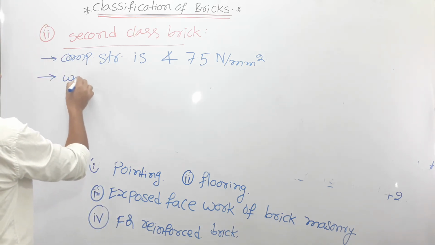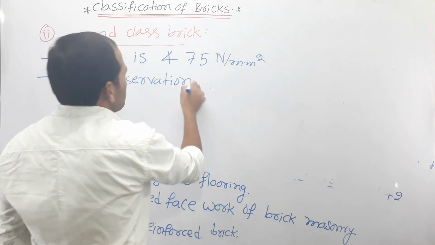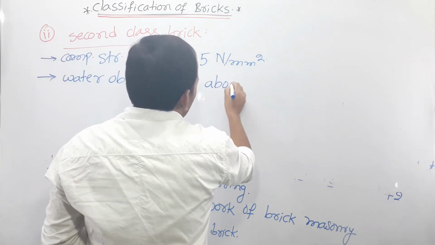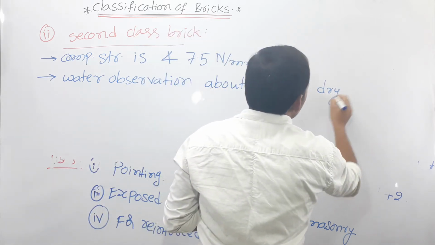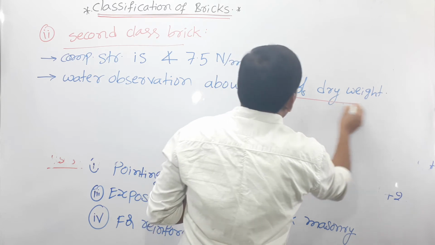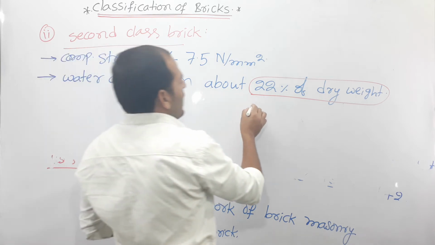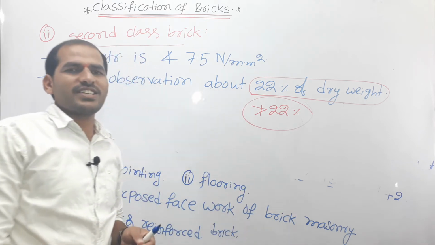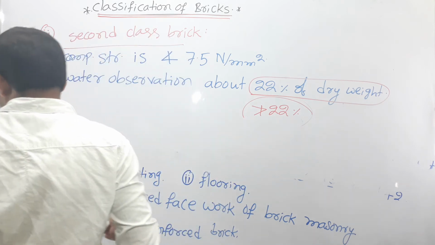If you see the water absorption for the second class brick, it is about 22% of its dry weight. So compressive strength should not be less than 7.5 Newton per mm square, and water absorption should not be more than 22% of its own weight for the second class brick.